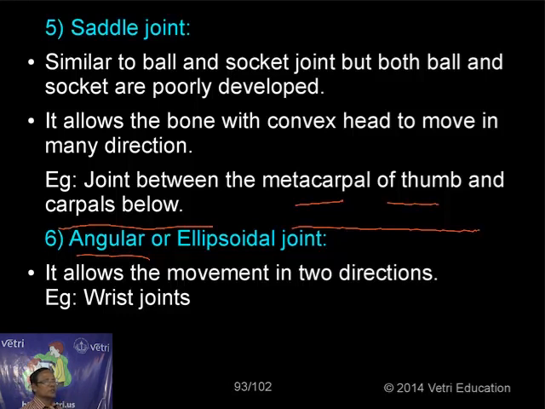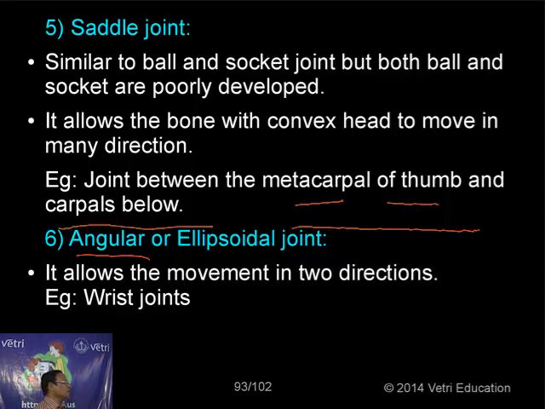Here we have some projections of the bones in the metacarpals, and we have some cavities in the wrist bones. So the saddle joint is seen between the metacarpal and carpals of the thumb. Just below the thumb region we have one metacarpal. It forms a joint with the carpal, and that is called the saddle joint.